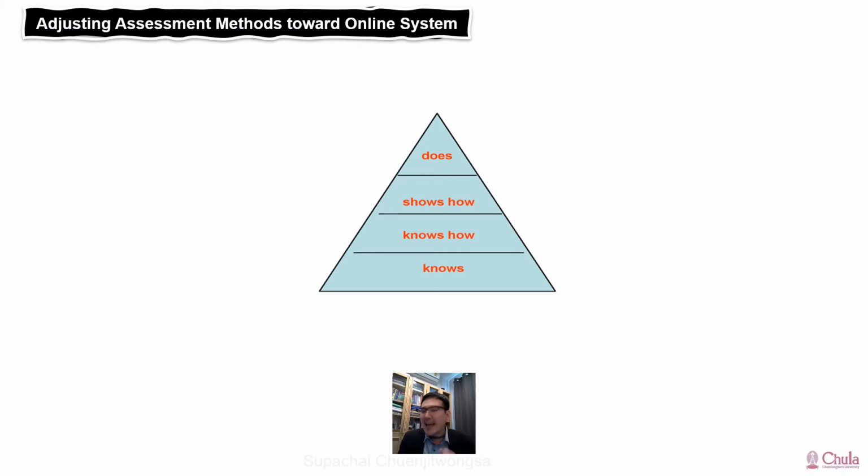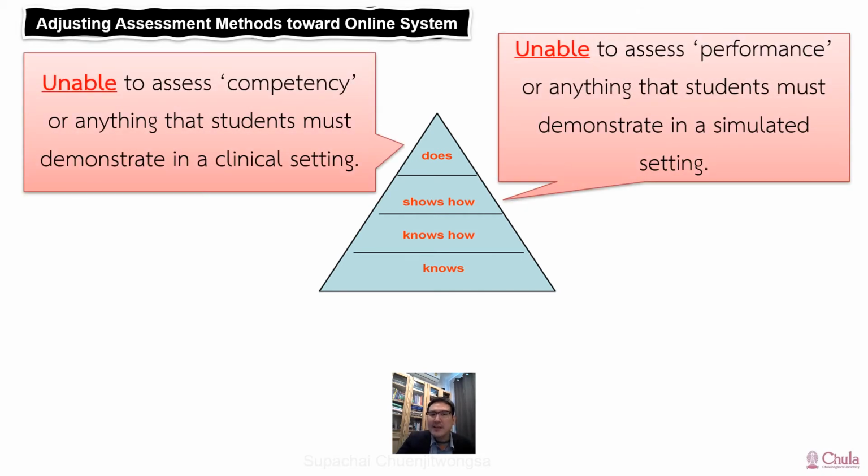Now we move to online assessment. Can online assessment assess every level of Miller's pyramid? The answer is no. For the first two levels, competency and performance assessment, online assessment till now cannot assess these two levels. Look at the reality: at the does level, the student must do something with the patient, or even provide feeling or danger to the patient. So online assessment cannot assess student competency.